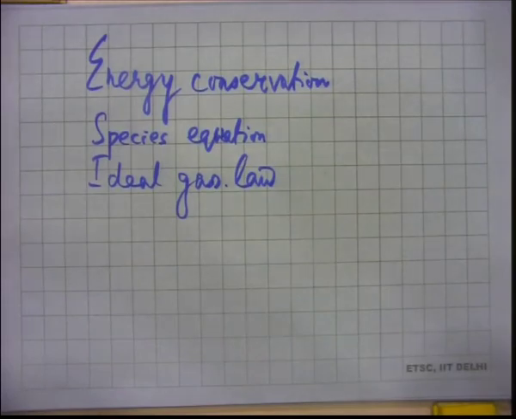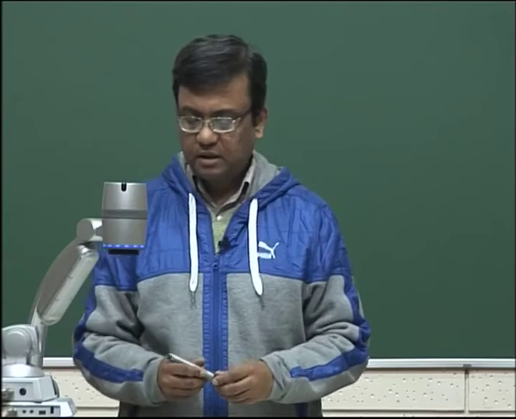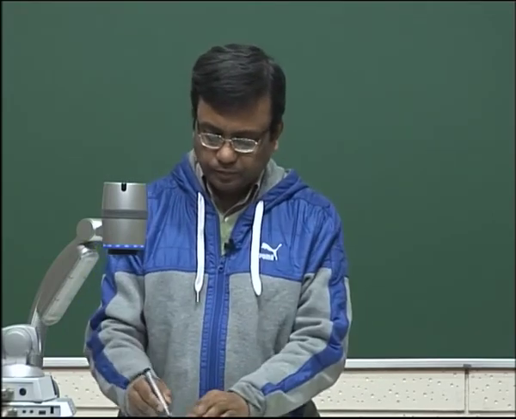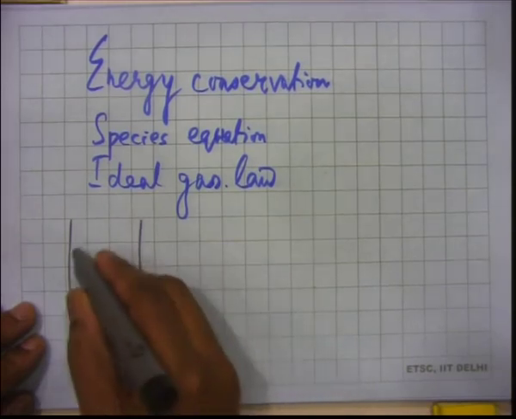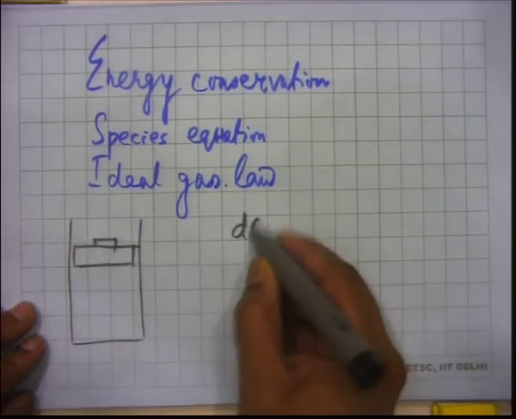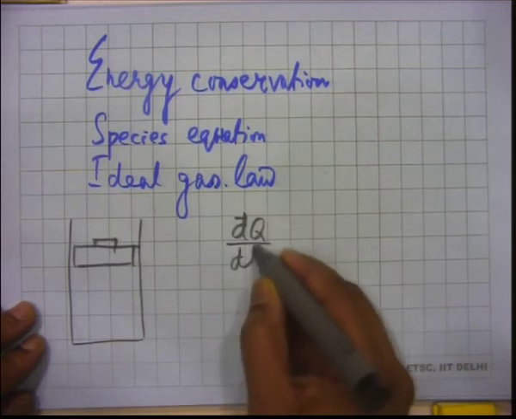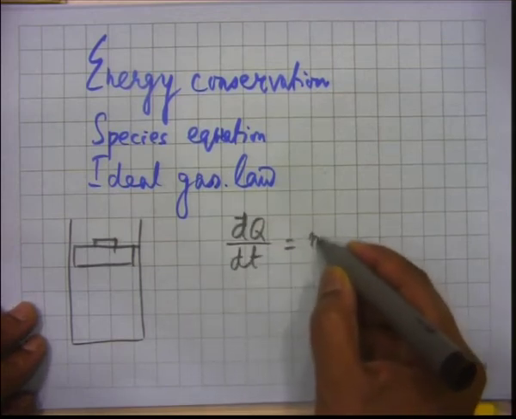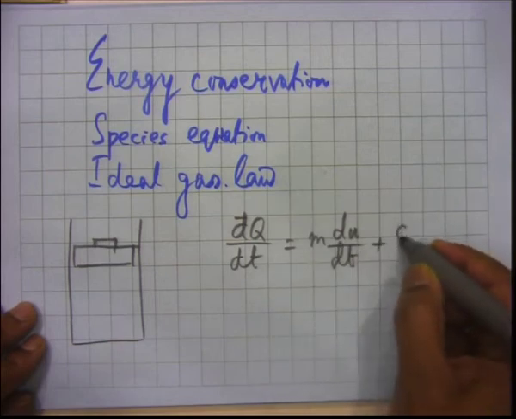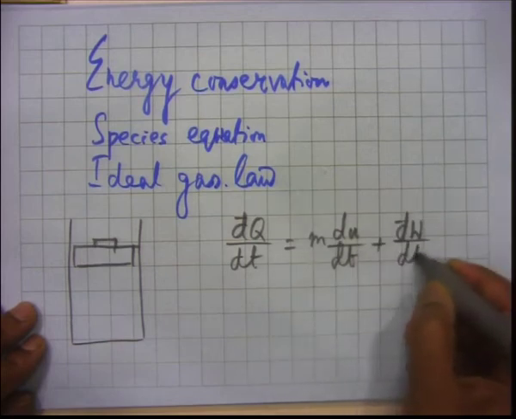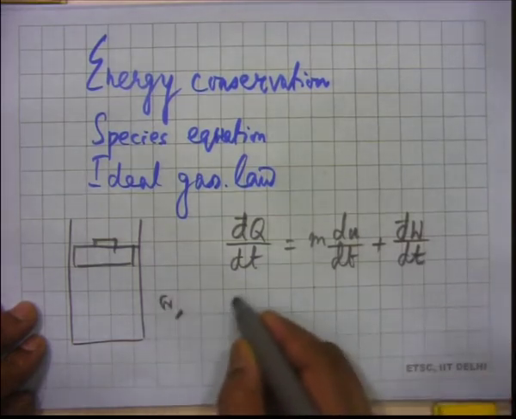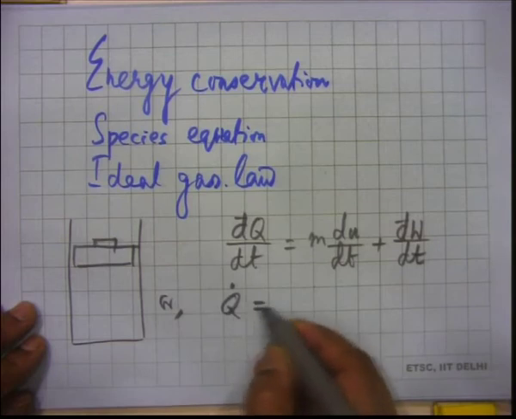So, let us start with the equations. We have a few minutes left today. So, let us see how much we can do. We may not be able to complete today. Now, going back to the system that we have, we can write first law like this. Let us write this as a q dot.